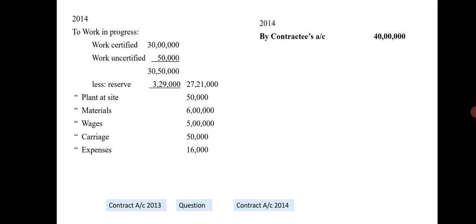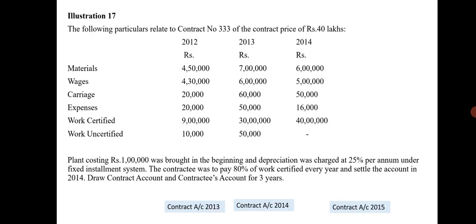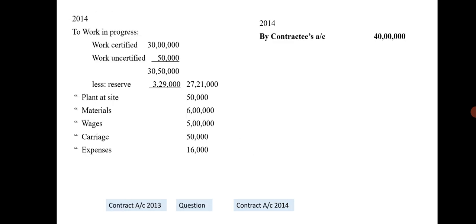And since by 2014 the account is going to be completed, what we have to do is take the contract value. That is, the contract price is shown in this question. By 2014 the account is going to be closed. This is mentioned in the question. You can see this sentence, that is, the contractee was to pay 80% of work certificate every year and settle the account in 2014. So by 2014 they are completing the account.